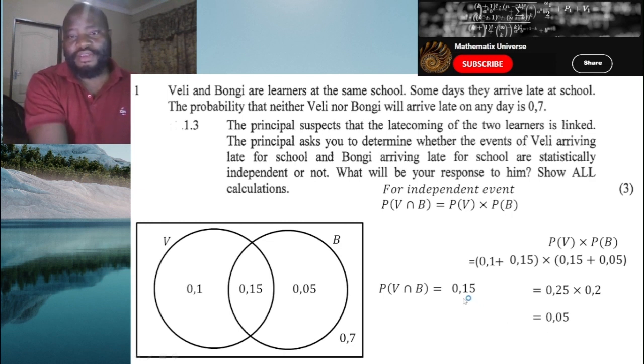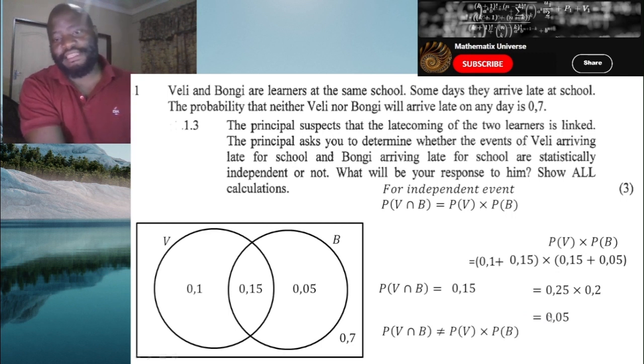Now we check if these two things are equal, but they are not. 0.15 and 0.05 are not the same thing. So the probability of V and B is not the same as the probability of V multiplied by the probability of B.